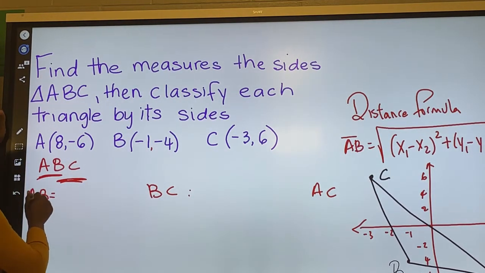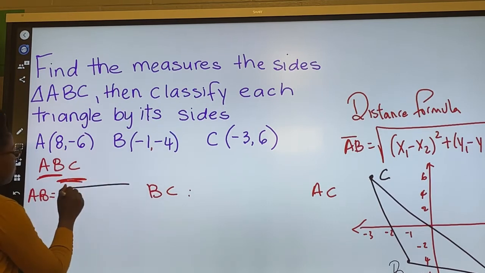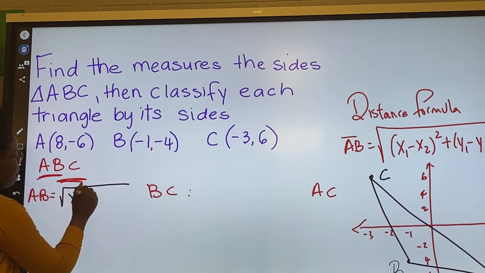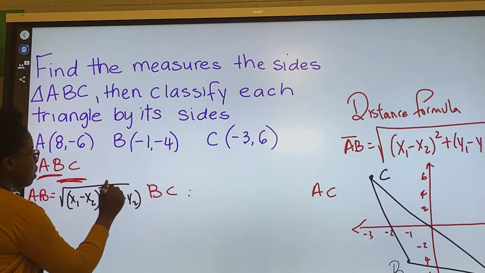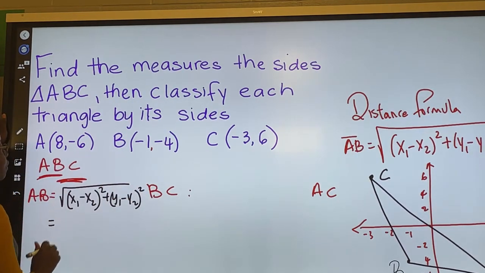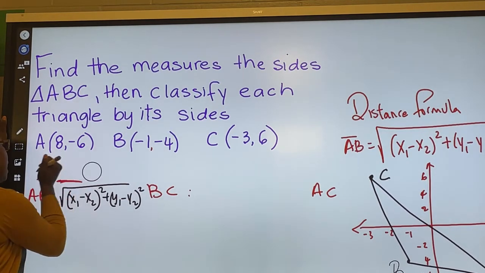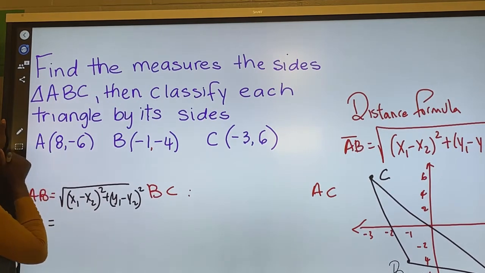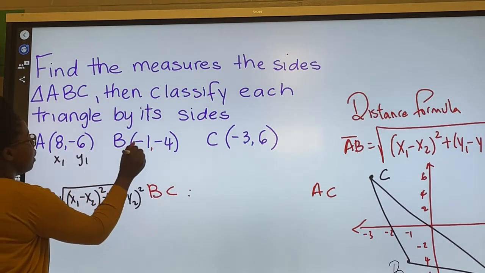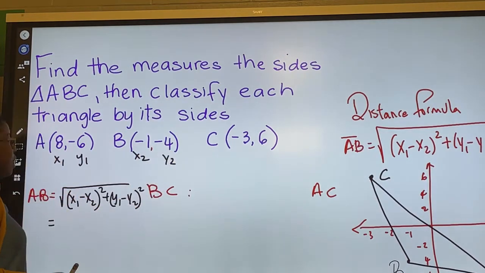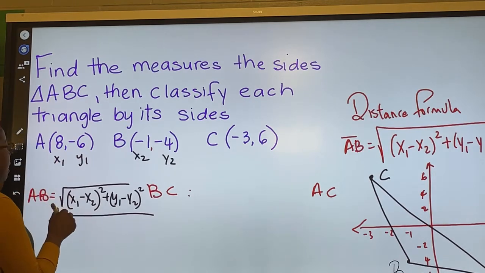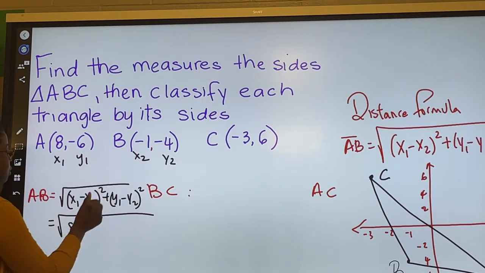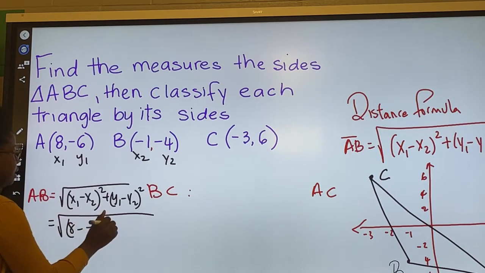So let's go. So the distance formula for AB is going to be the square root of x1 minus x2 all squared plus y1 minus y2 all squared. So first thing you need to do is to label your points as x1, y1, x2, y2. Then we fill them into the formula right here. So x1 is 8 minus x2, which is negative 1.